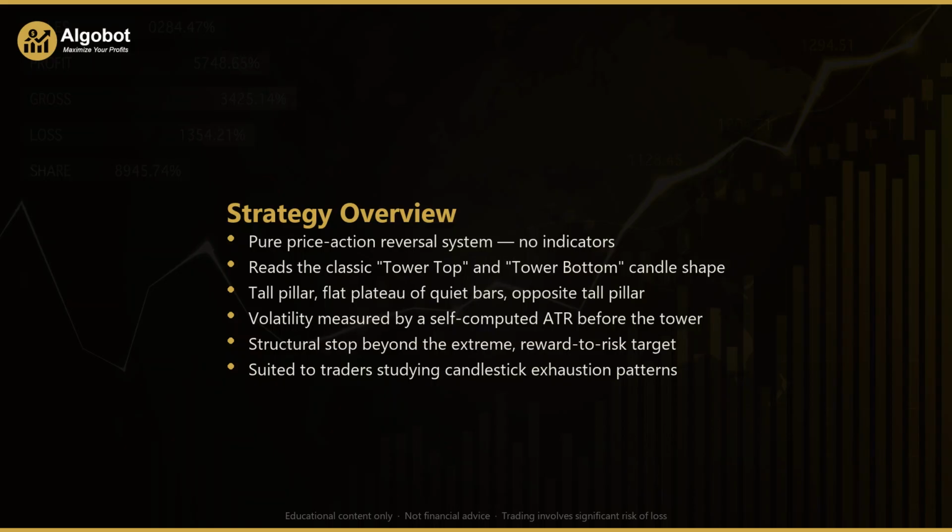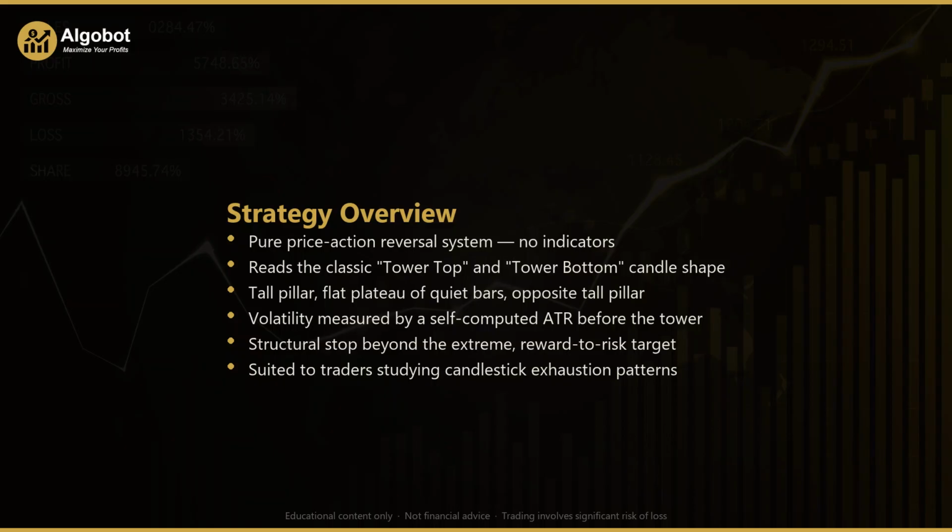When that shape completes at the bottom, with a down pillar, a flat base, and an up pillar breaking upward, the strategy reads it as a bullish exhaustion signal and looks to buy. When the mirror image completes at the top, with an up pillar, a flat base, and a down pillar breaking downward, it reads that as a bearish exhaustion signal and looks to sell.